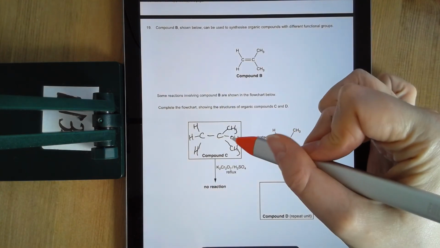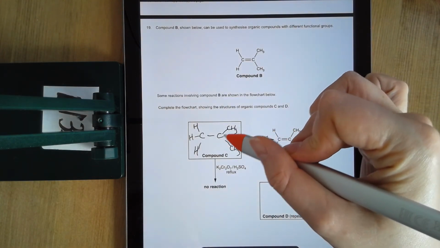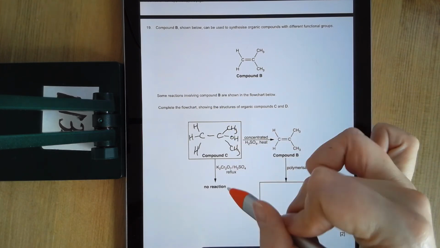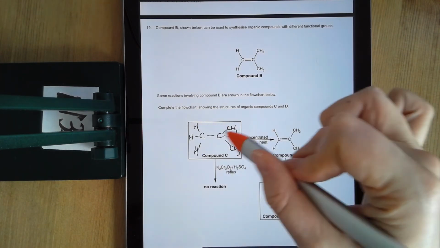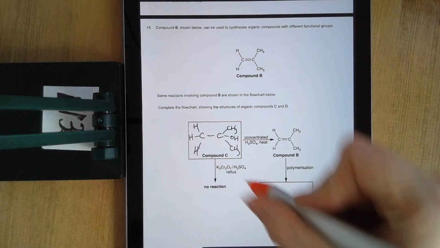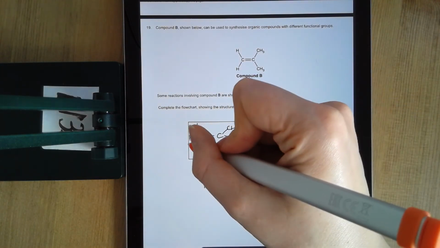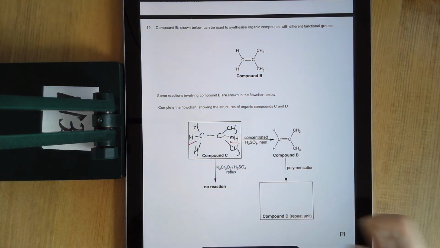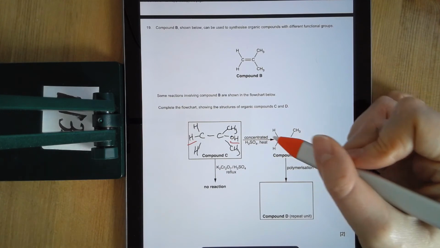This gives me a tertiary alcohol. Tertiary because the carbon is bonded to 1, 2, 3 carbons. It cannot be oxidized, which is why I get no reaction. But because it's an alcohol, when you heat it with an acid, you lose the OH, you lose hydrogen from the neighboring carbon, and you end up with an alkene. Okay, so that's one of my answers.